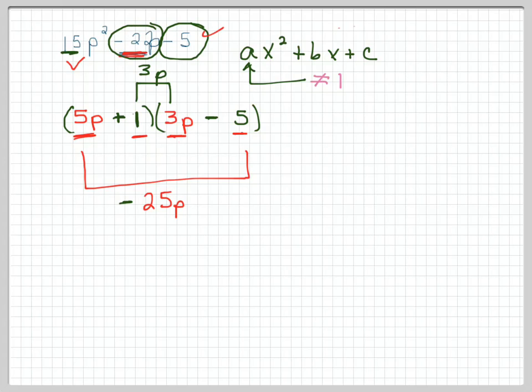which is what I want in the middle. I double check this last sign here. This is a plus 1 times a negative 5, which is negative 5. So this is clearly my solution. Okay, so there's the guess and check, sort of making educated guesses method for solving that.